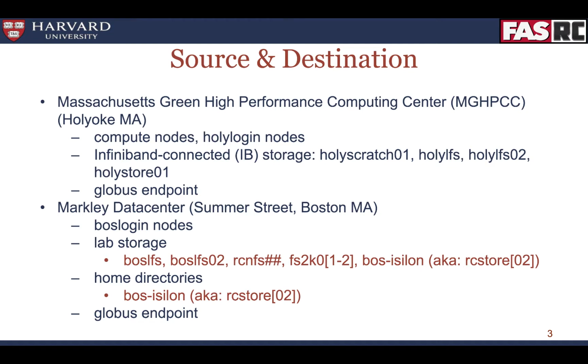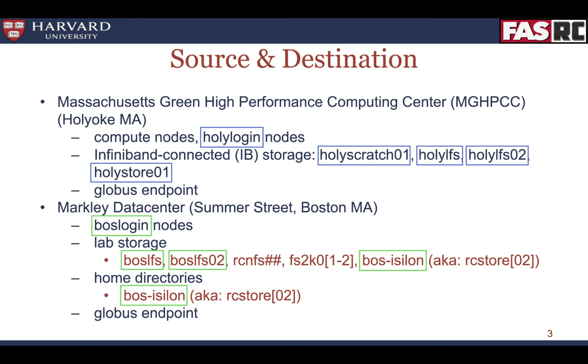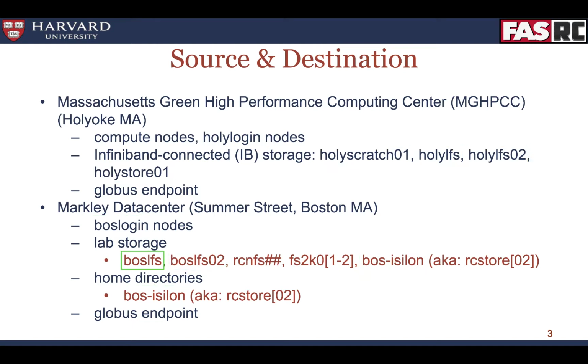Any storage devices that have BOSS or Holy in their name are in Boston or Holyoke, respectively. For example, BOSS LFS is in Boston. Any storage devices that do not begin with BOSS or Holy can be presumed to reside in Boston, where most of our lab storage is. In the demo at the end of this presentation, we will show you how to find the IP address of the storage and how to use that to either determine or verify the location. It is also worth noting that if the storage device has LFS in its name, it is a Lustre file system, and we will be talking more about this later.